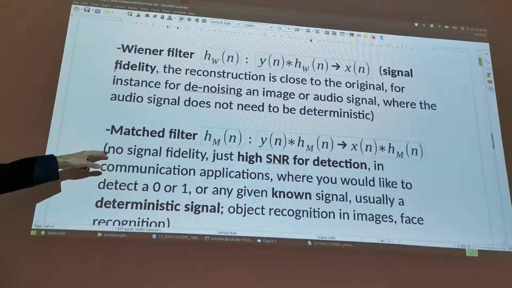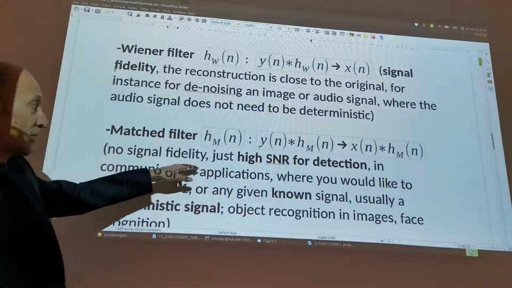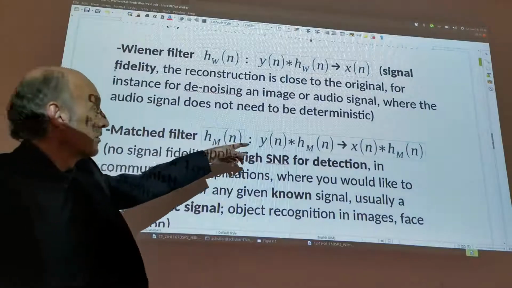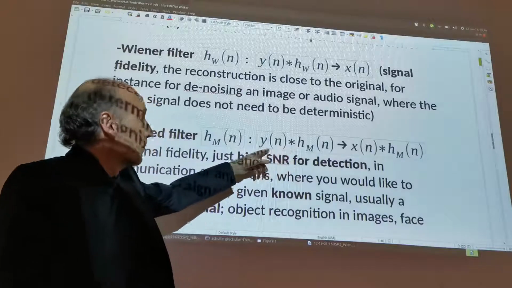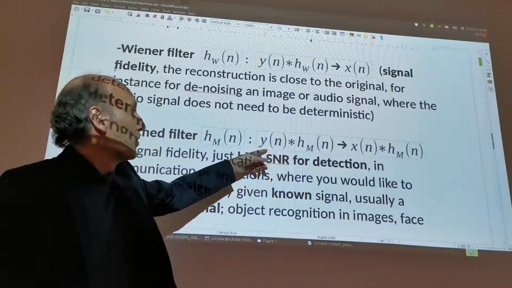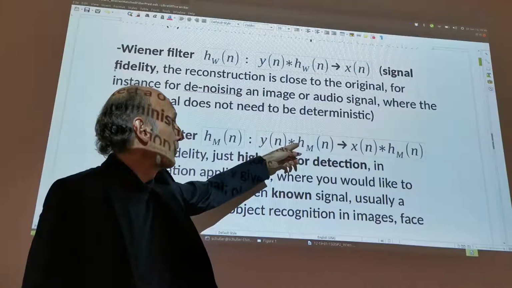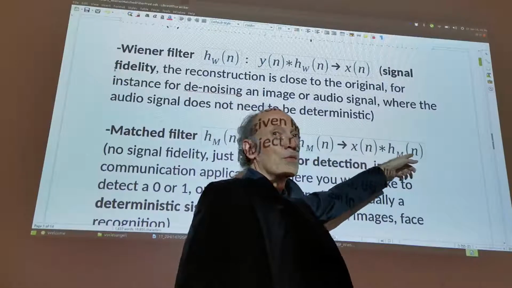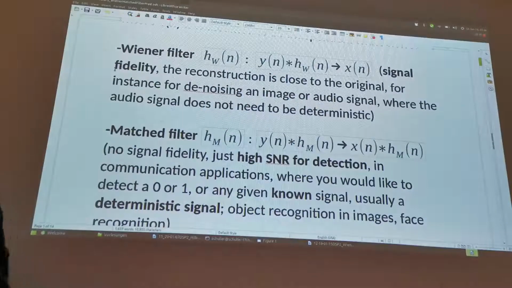is not about signal fidelity, but to obtain a high signal-to-noise ratio for detection. So you want to minimize the influence of the noise by designing a filter which basically ignores the noise part. So if you take the noisy signal and put it through this filter, then the output should be almost the same as if you took the original signal and put it through the same filter. Right? So basically, the filter should be able to ignore the noise. The output should be as independent as possible of the noise.